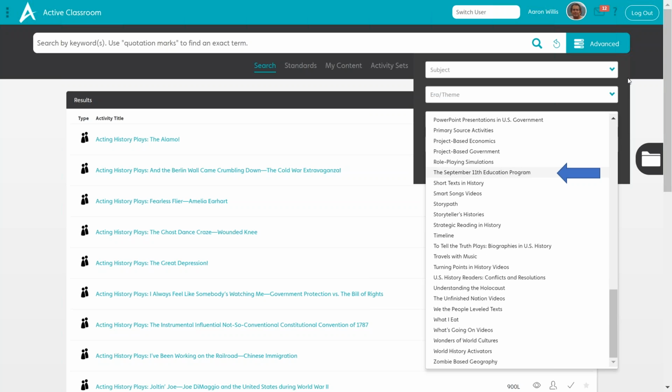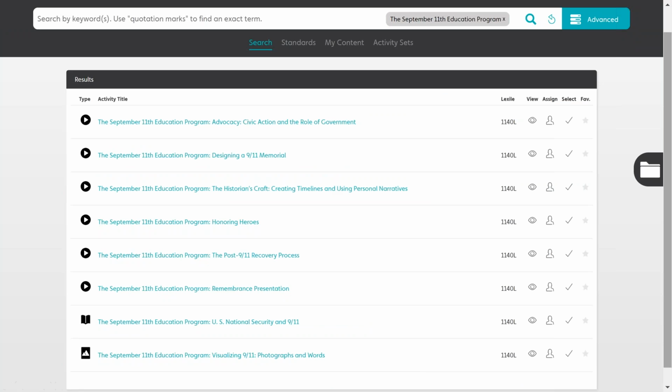So the first place we'd start is with our new interface and going directly to the search screen. I've gone to the advanced search area here and selected from the series title menu, which is just below the era and theme, and came here to the September 11th education program. When I run that search, it gives me all of the resources here, a number of different lessons that are available that take advantage of our September 11th education content.